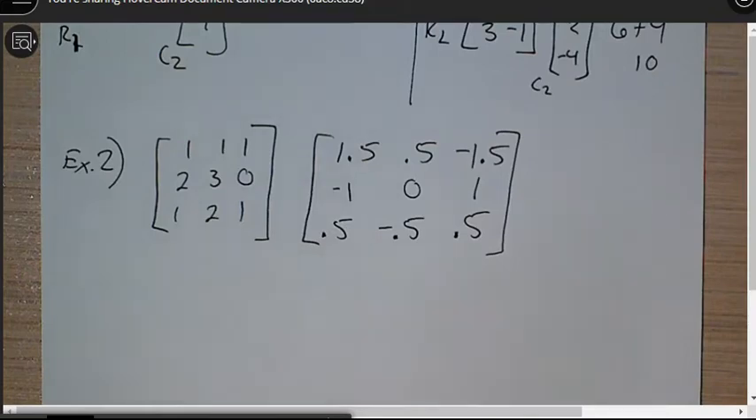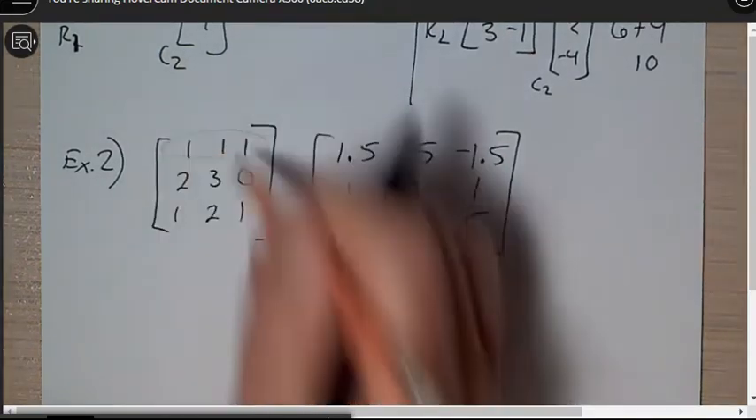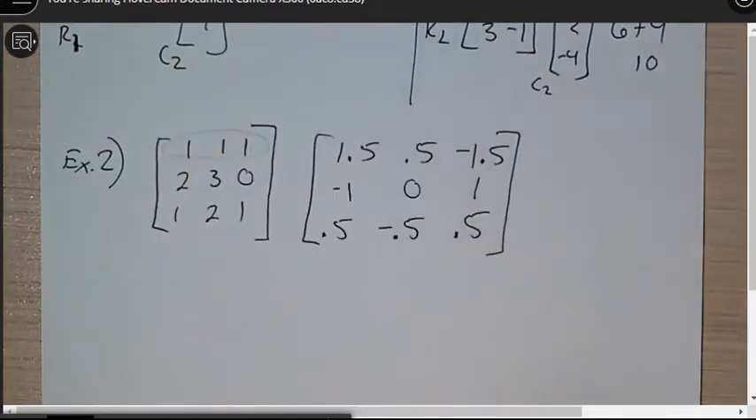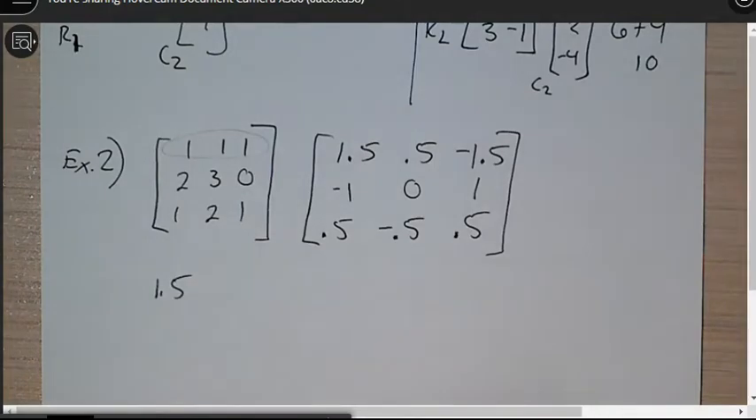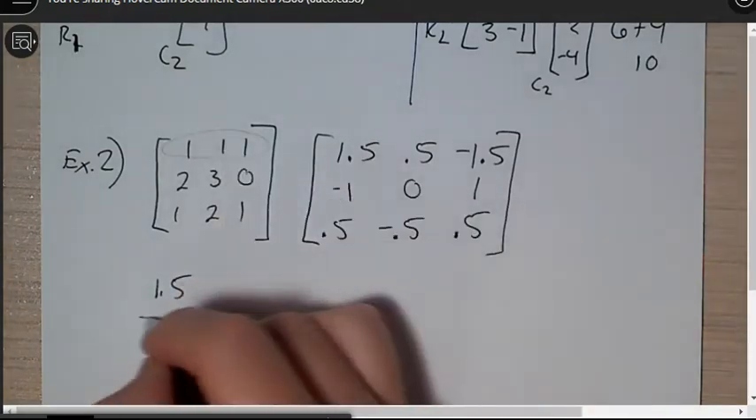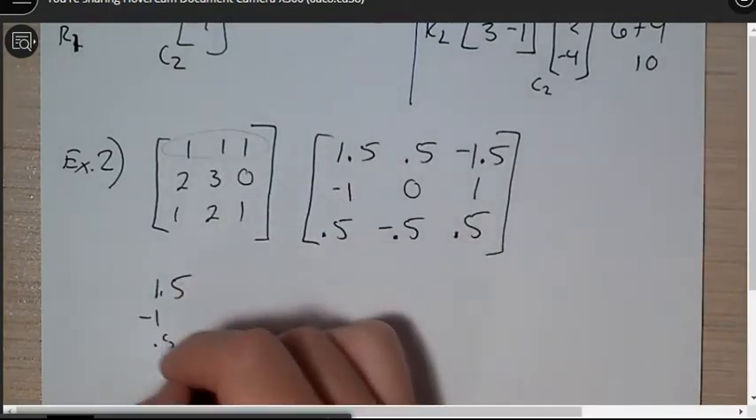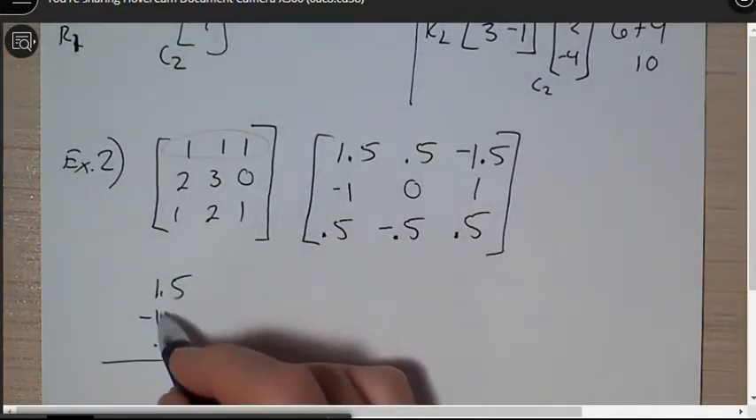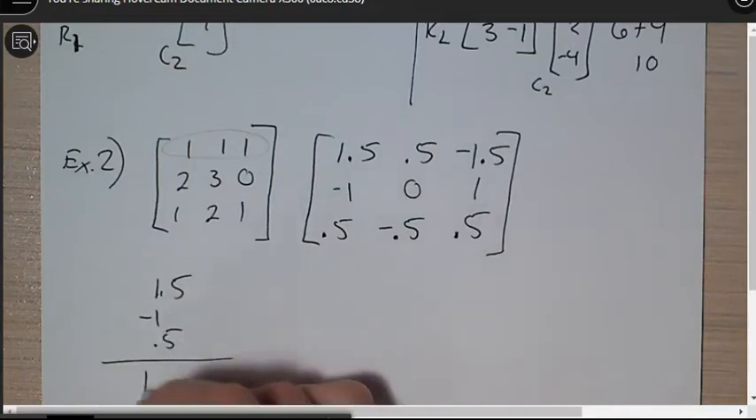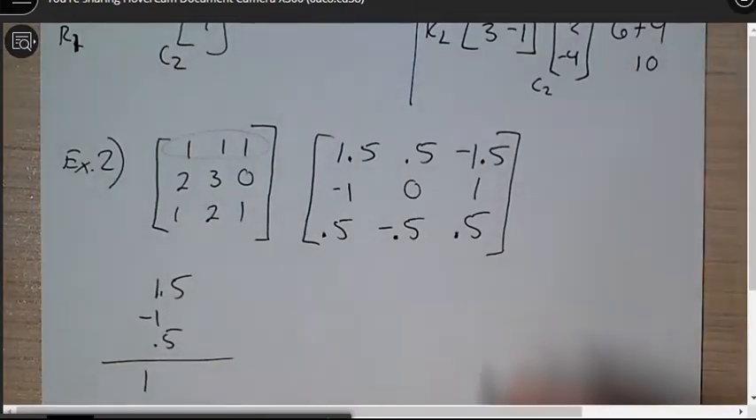Okay, so starting with row 1, good news is it's all 1s, so when we do row 1 times these, it's going to be 1 times 1.5, which is going to be 1.5, negative 1, and then 0.5, and we're going to add all that together. Well, 1.5 minus 1 is 0.5, 0.5 and 0.5 is 1. So that one works out well.